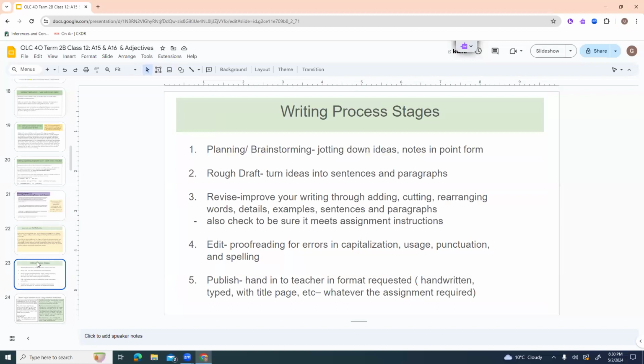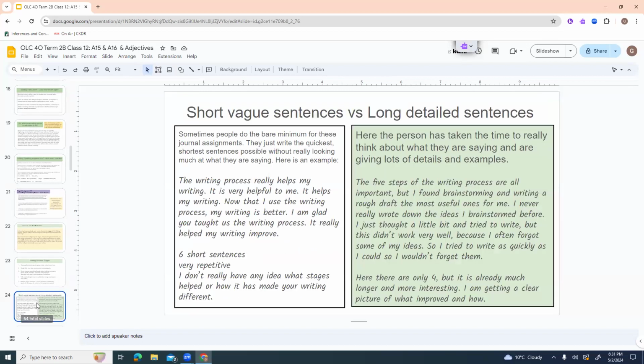Quick review of the writing process stages. Number 1 is planning or brainstorming. Number 2 is your rough draft. Number 3 is your revising draft, where you improve your writing through all the different means. Number 4 is where you're editing. That's where you're just looking for capitalization, usage, punctuation, and spelling errors. And then the last stage is publication, where you hand in to me whatever format's been requested, handwritten, typed, with a title page, whatever the assignment's required, make sure you follow those criteria.